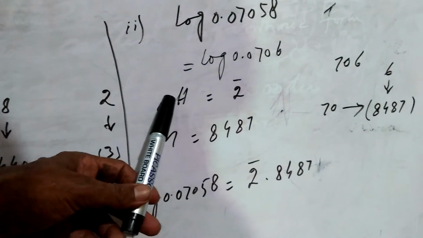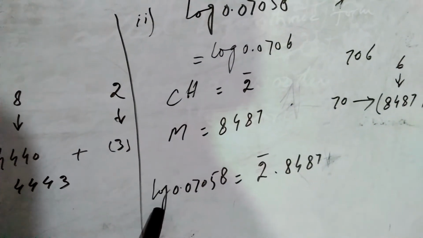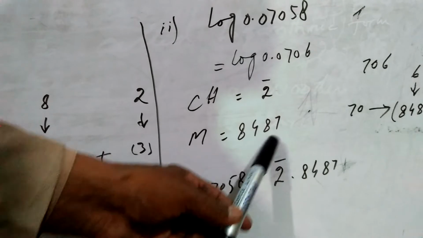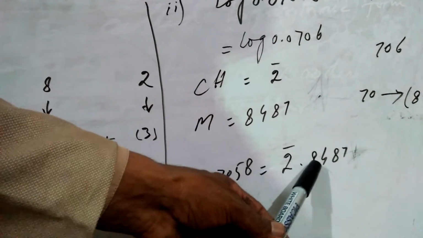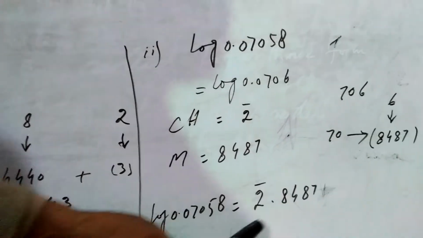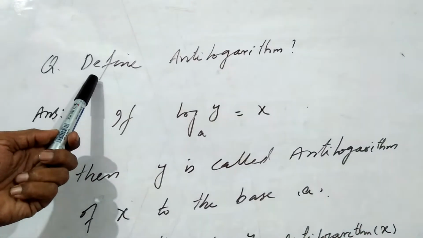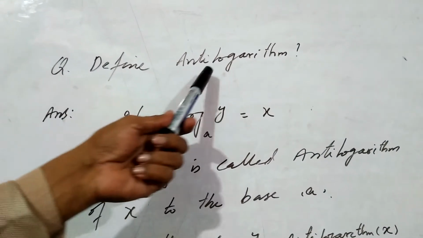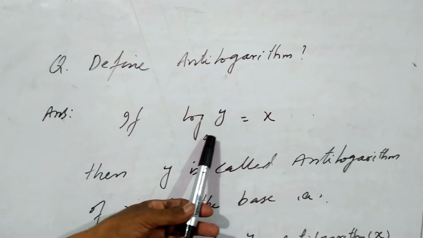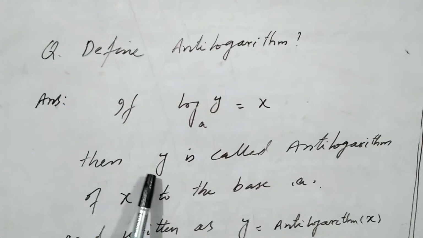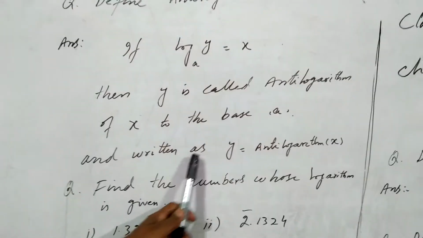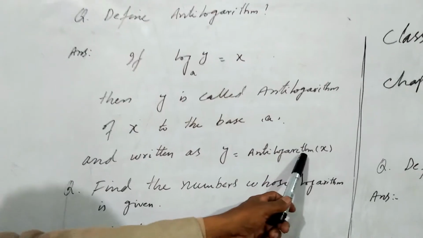So by combining these characteristic and mantissa, we get log 0.07058 is equal to minus 2, which is characteristic, 0.8487 is our mantissa. So this is our answer. Next, define anti-logarithm. If log of y base a is x, then y is called anti-logarithm of x to the base a and written as y is equal to anti-logarithm of x.